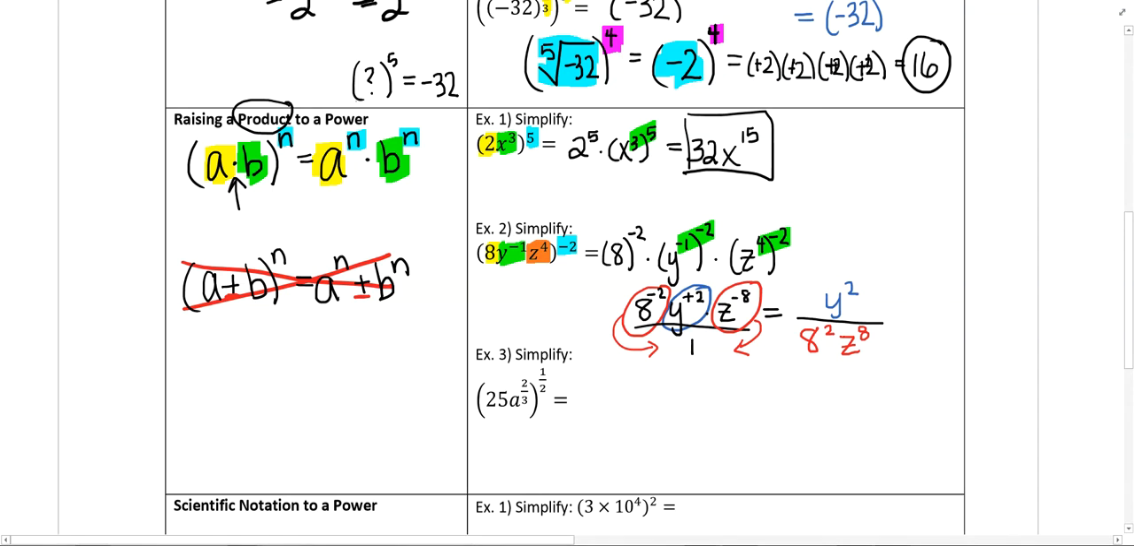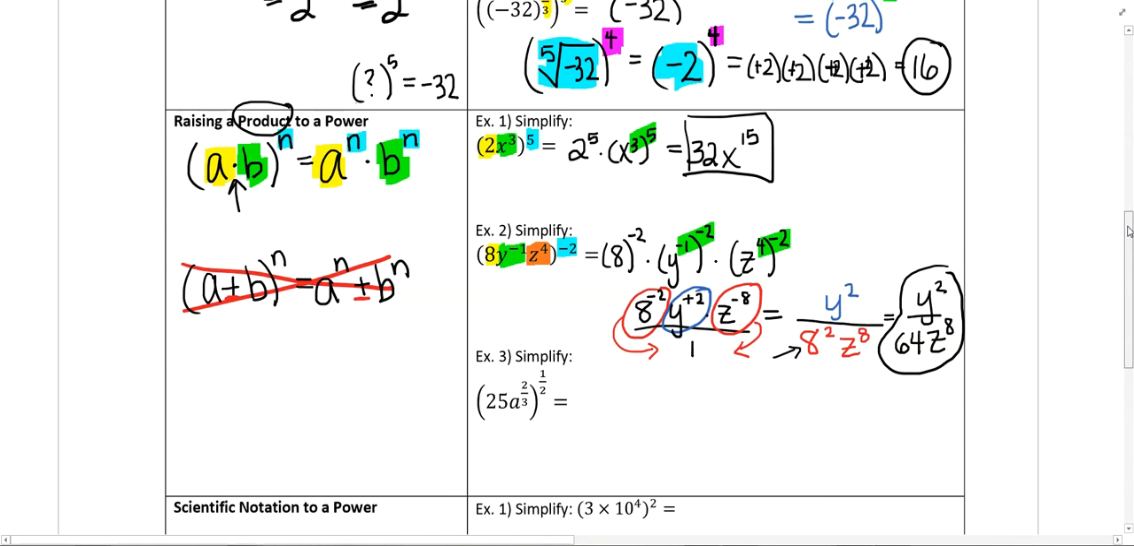Now we can square the 8. So final answer is y squared over 64 z to the 8th power.